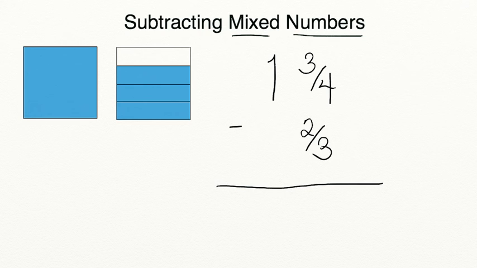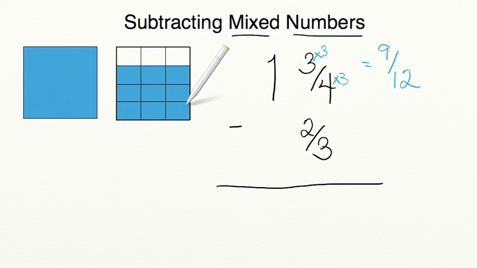So our first step is to look at our denominators in our fractions and see if they're the same. And if they're not, we need to come up with a common denominator. Since we're subtracting thirds from fourths, we need to find a common denominator. So I'm going to multiply my numerator and my denominator by 3. And that's going to give me an equivalent fraction in twelfths. 3 times 3 equals 9, and 4 times 3 equals 12. So I just changed my fraction into twelfths.